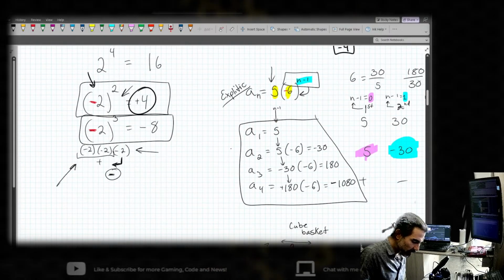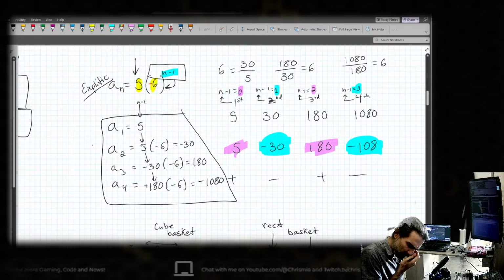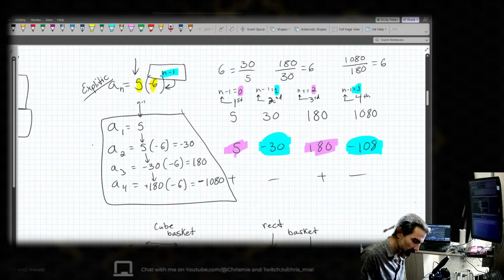Oh, what else was? What else was? Fractions, a little bit of an issue here and there. Oh no, we're just finding patterns.